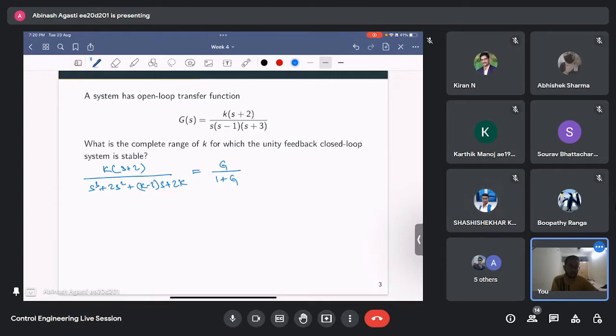Okay. So now again, we want to find out whether this characteristic equation has any poles in the right half plane. If this has any poles in the right half plane, then the system will be unstable. So we want K such that there is no pole in the right half plane, that is, all the poles are in the left half plane. So when do we have no pole in the right half plane? If there are no sign changes in the first column of the Routh array. So we want a K such that in the first column there are no sign changes. So we'll write that.